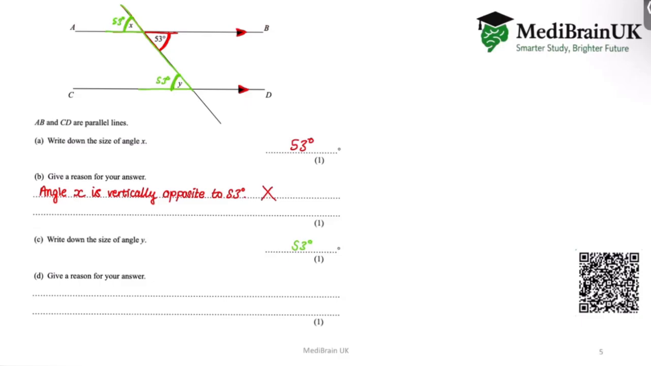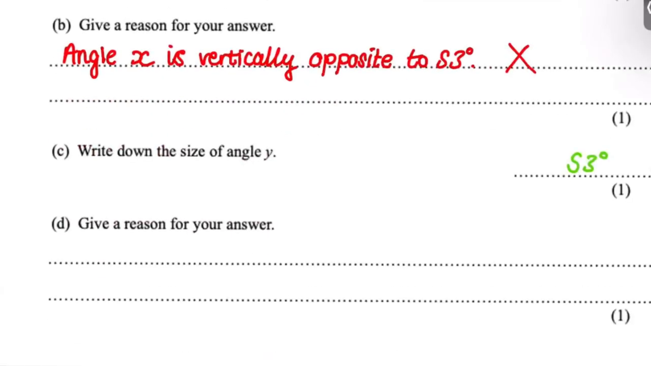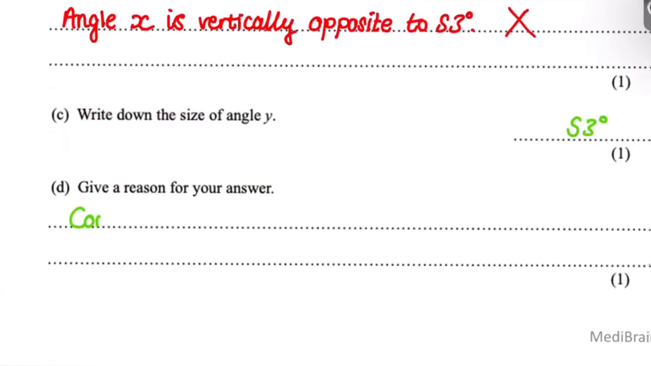Why is it going to be 53 degrees? Well, it's going to be 53 degrees because it is corresponding. You have to use the terminology corresponding. Remember, it's an F that we have used. It is corresponding with angle X, because we've used angle X to work out what angle Y is. So we would say angle Y is corresponding with angle X.